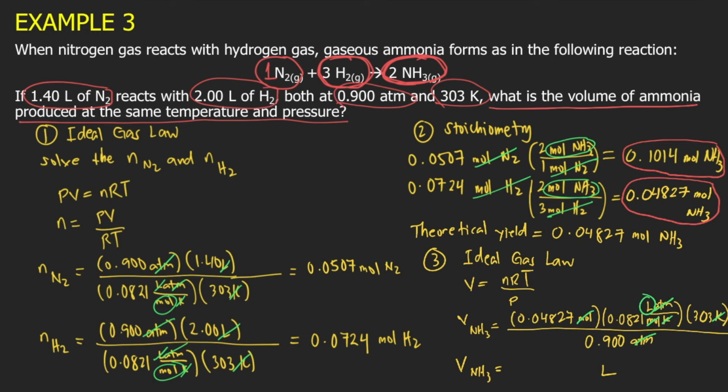And if you solve this, 0.04827 times 0.0821 times 303 divided by 0.900, this is equal to approximately 1.33 liters. And this is the answer to the question.